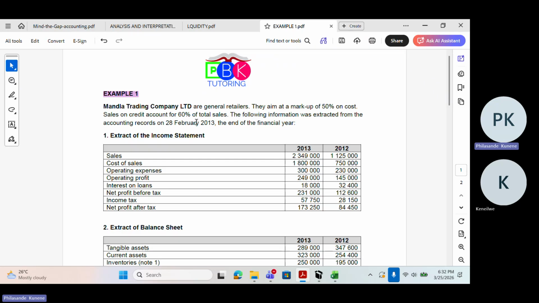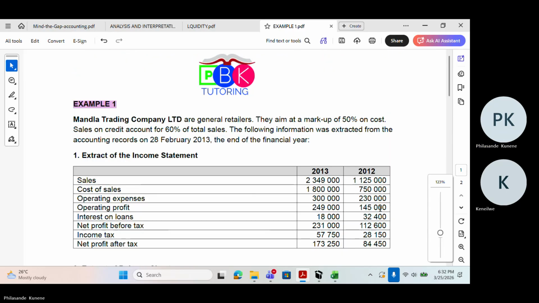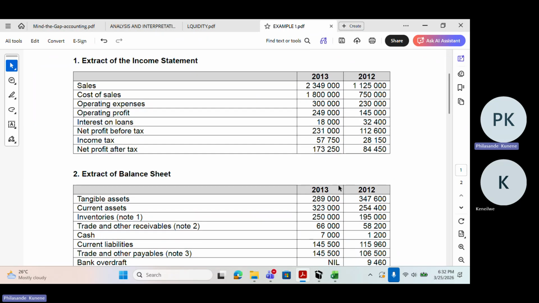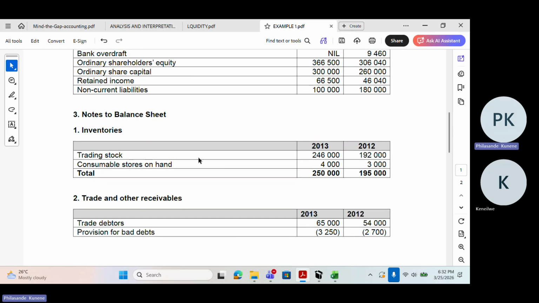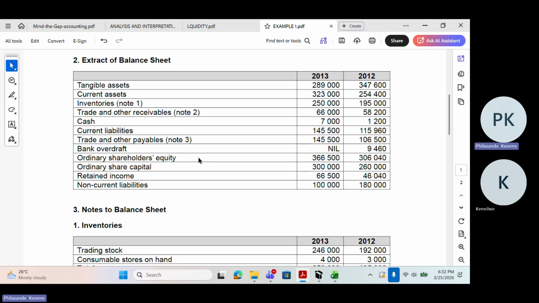This is Mandla Trading Company, general retailers. They aim at a markup of 50% on cost, and sales on credit account for 60% of total sales. The following information was extracted from the accounting records on 28 February 2013, the end of the financial year. We have the income statement, the balance sheet, and notes to the balance sheet.